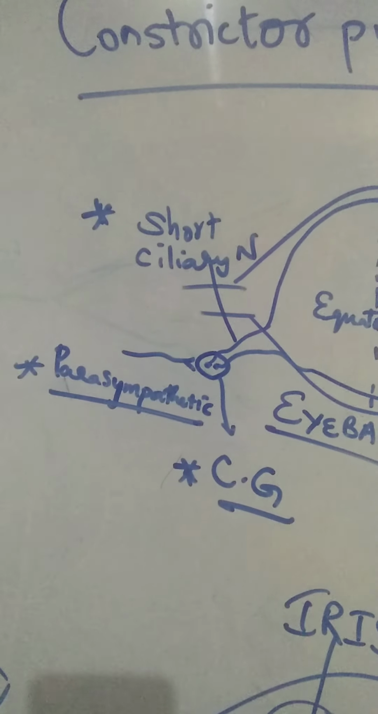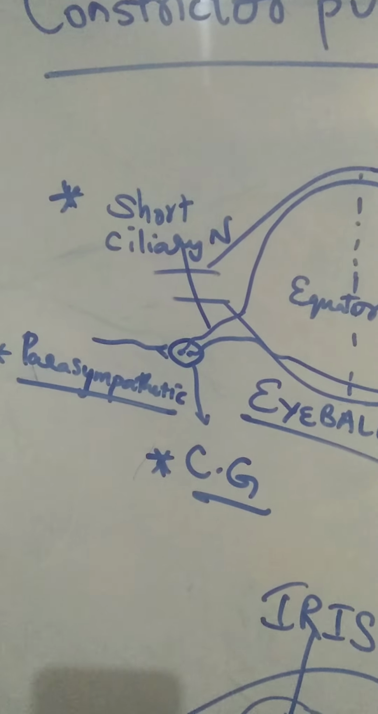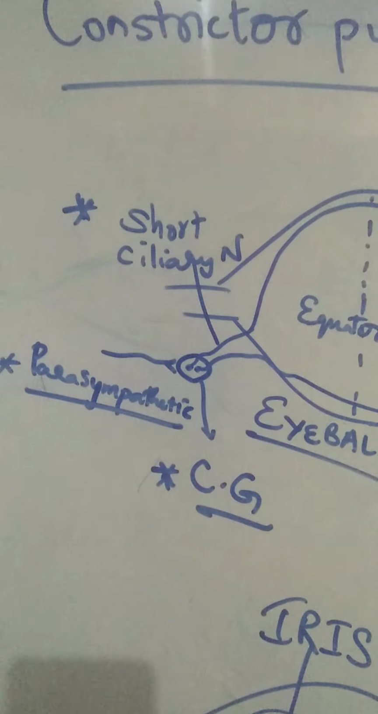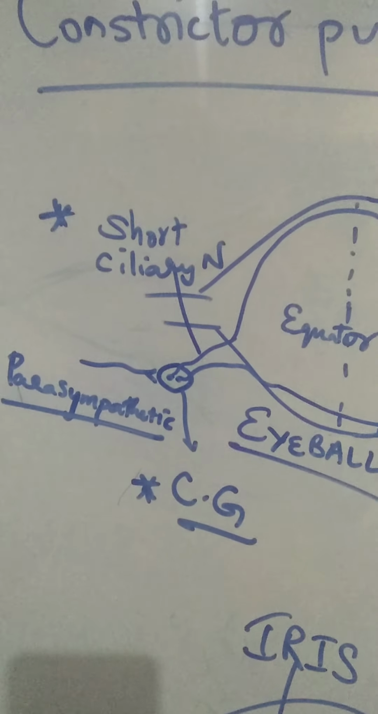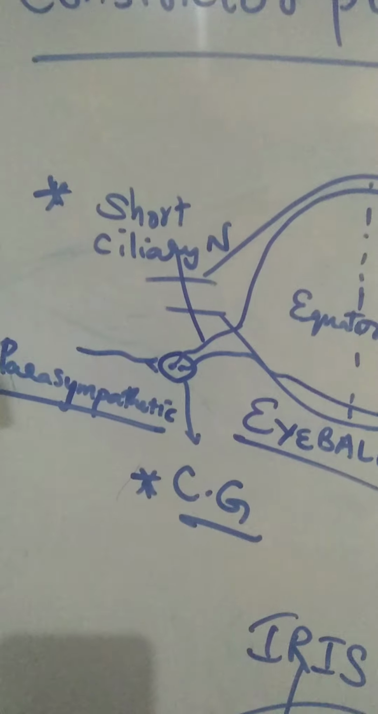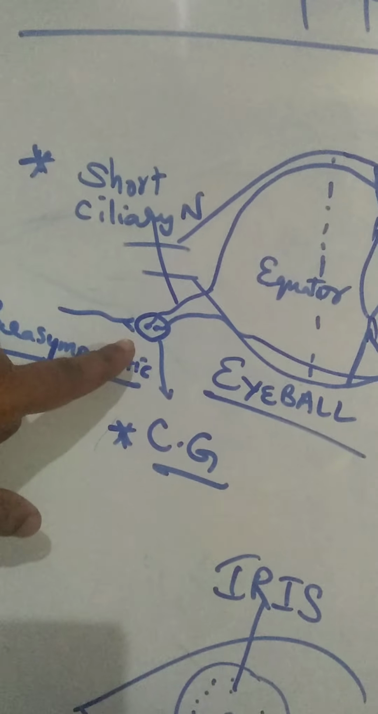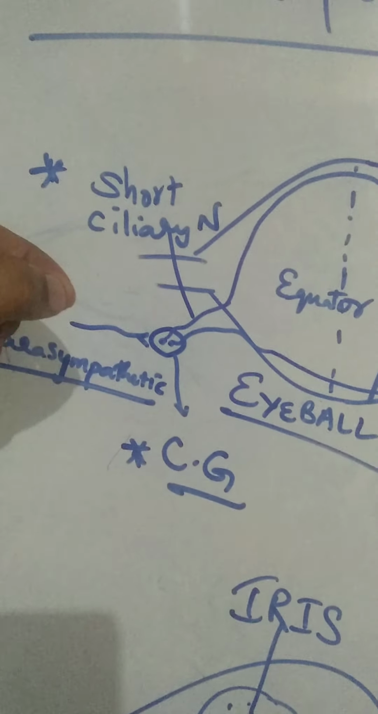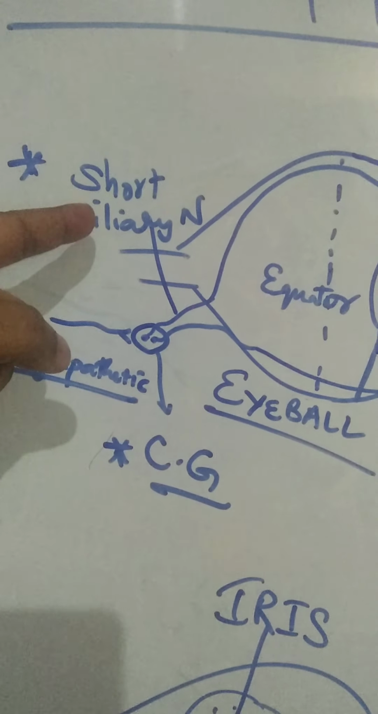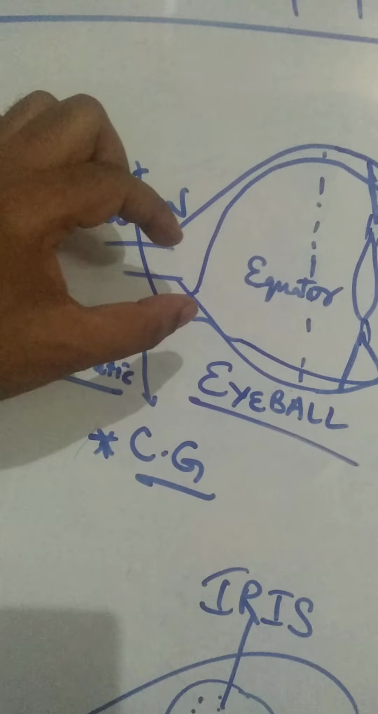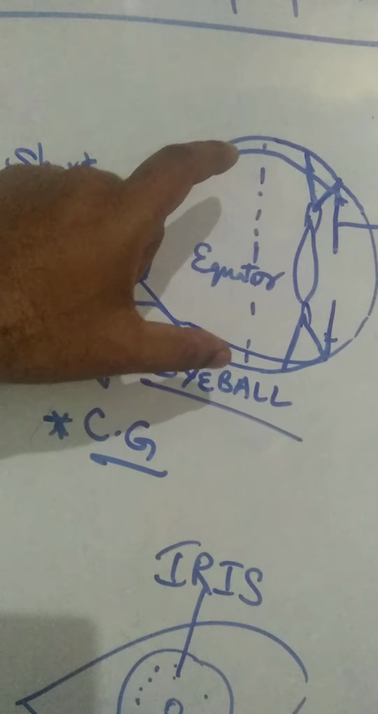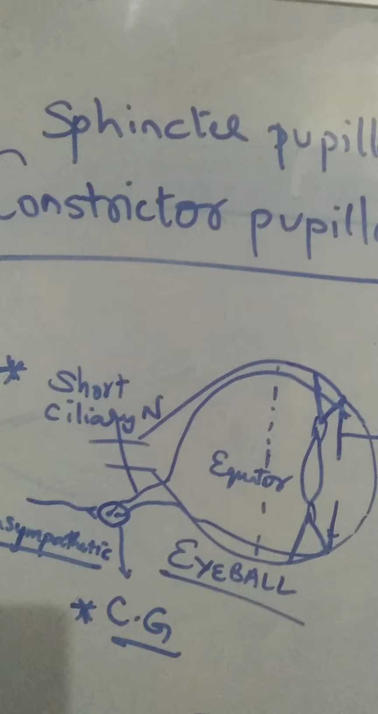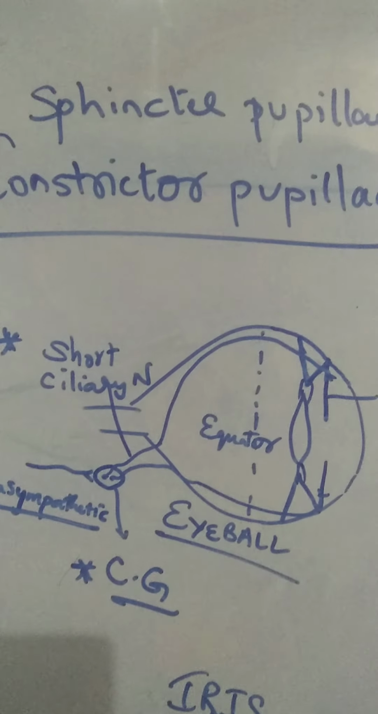Coming to the nerve supply. The nerve supply to this muscle, constrictor pupillae, is by the parasympathetic nervous system, the nucleus of which is called the Edinger-Westphal nucleus. Through the oculomotor nerve, these parasympathetic fibers reach the ganglion called the ciliary ganglion. The postganglionic fibers from the ciliary ganglion form tiny thread-like projections called short ciliary nerves. These short ciliary nerves pierce the sclera around the optic nerve, travel just beneath the sclera to reach the iris, and end by supplying constrictor pupillae or sphincter pupillae.